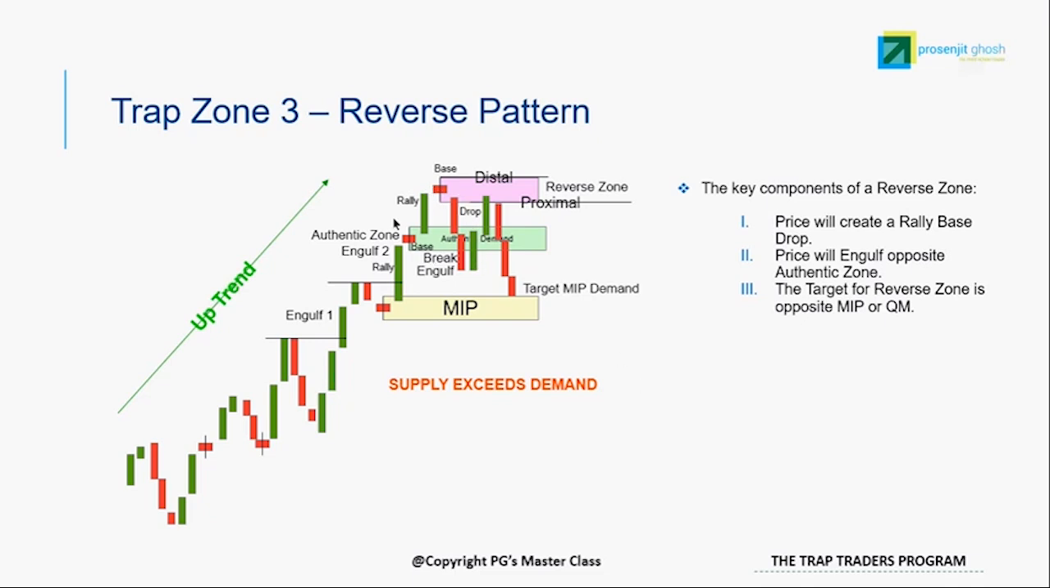So this is how the reverse zone forms. In a reverse zone, the price engulfs the authentic zone, and we know the above rally based drop is my reverse zone, and on retracement I can trade it, and my target will be the opposite MIP, or if there is a QM I can target that. So this is how the target is done for reverse zone.